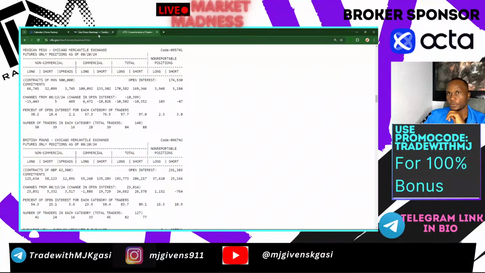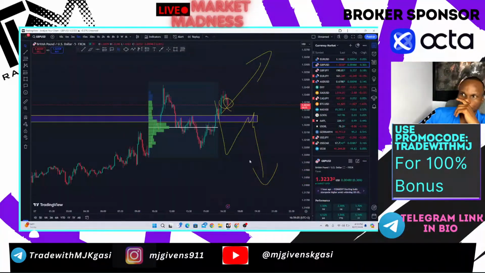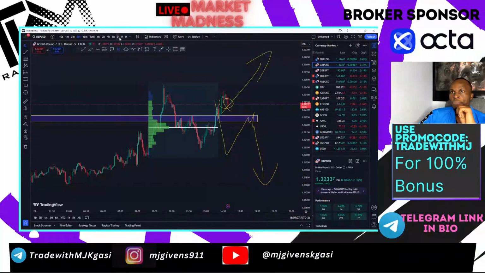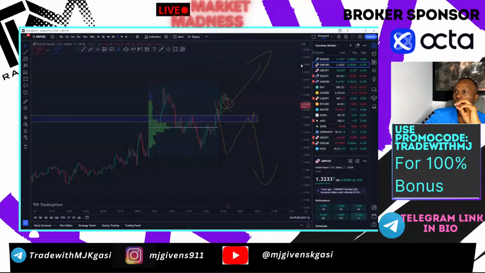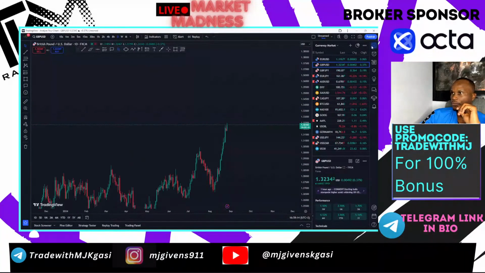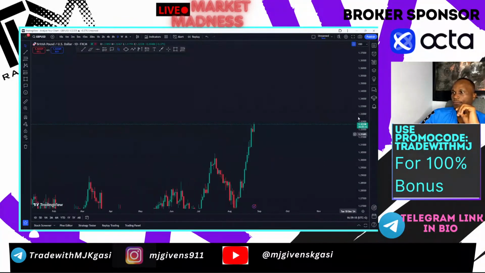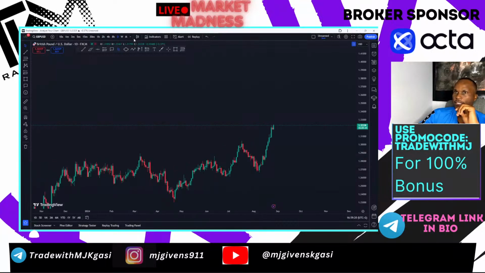I'm going to try to be as educational as possible, right? So I'm going to do this on the British pound. Let me have a clean chart on it. Some of you don't know how to read the COT data, so let me help you with it. So as you see, for how many days now have you been having?